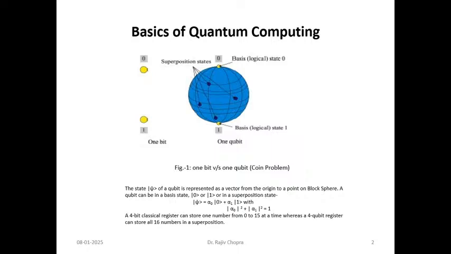If you see a 4-bit classical register, a traditional register, it can store one number from 0 to 15 at a time. Whereas if I have a 4-qubit register, it can store all the 16 numbers in the superposition state. So the best solution out of it is found, and then the circuit responds to that. This will become clear when I go to the next slide. Ma'am, next slide, please.